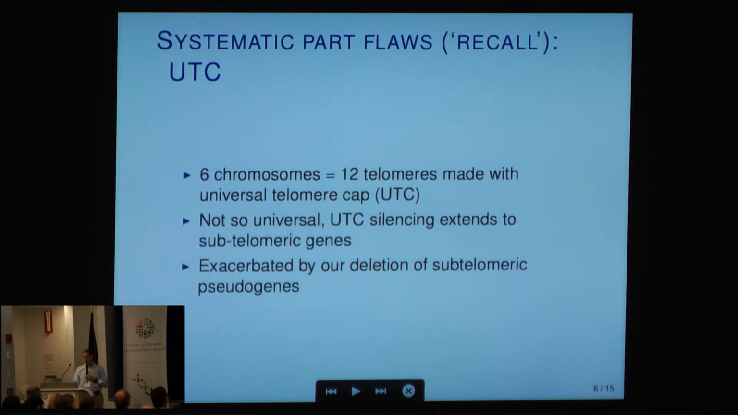So here is actually a flaw. I think we should recall this part. It's functional, but it has some issues. The universal telomere cap, if you read the papers, systematically for a couple of chromosomes, is not insulating the silencing. The silencing extends a little bit too far into the subtelomere. That has been corrected in some ways. It's exacerbated a little bit because we cleaned out a lot of junk from the subtelomere, an area with a lot of pseudogenes. I would say that's a small thing, easy to fix.